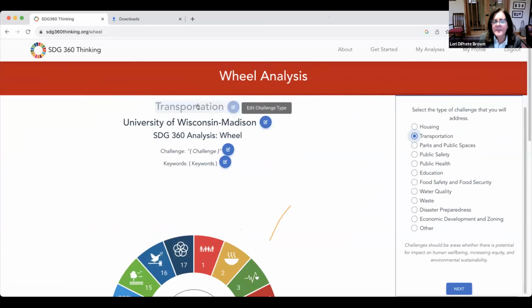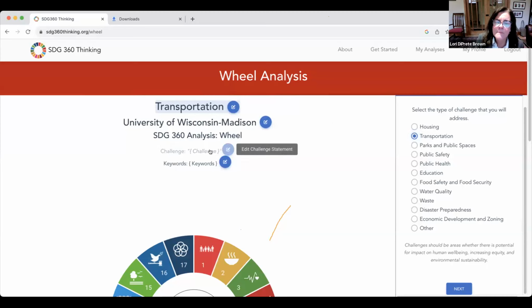And so do you see how I clicked on that and it filled out transportation? Most of you will be public health. It might be something different, might be water quality or something, but most of you are mentioning public health. It remembers my organization because when you logged in, you had to fill that out. And then it tells me I'm doing the wheel.